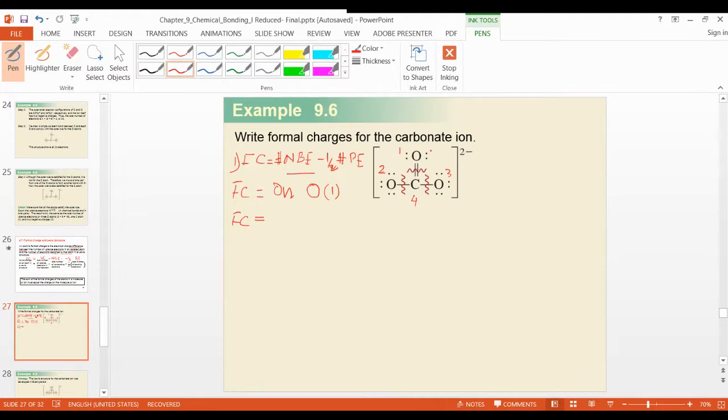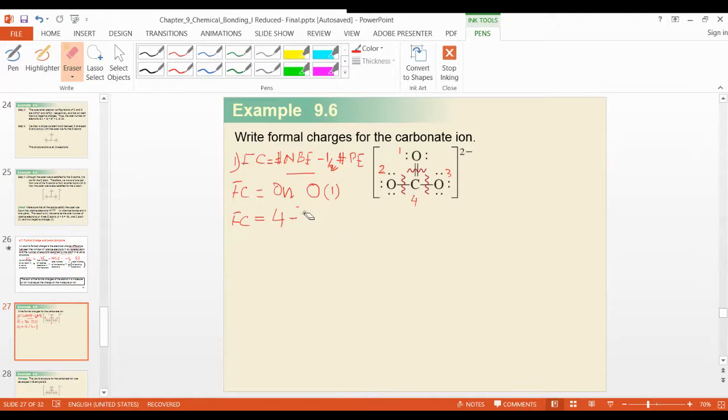Non-bonding electrons: could you tell me how many non-bonding electrons are on this oxygen? 4. So you will write 4 here. Minus bonding electrons. Now these are the bonding ones. How many bonding electrons are here? 4. Minus half. Sorry, this bonding minus half. It should be here, not elsewhere.